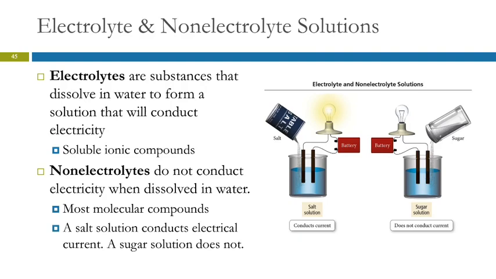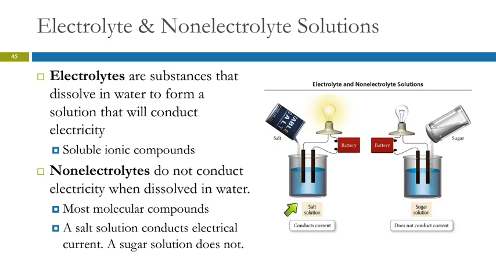Electrolytes. You probably heard of electrolytes. You know that if you're exercising vigorously in the heat for a long period of time, you need to replenish your electrolytes, right? They tell you this on TV. Electrolytes are substances that dissolve in water, and when they do that, they form a solution that will conduct electricity. So basically, electrolytes are soluble ionic compounds. Because in order to conduct electricity, we have to have ions. Electricity is the movement of electrical charge, the movement of electrons.